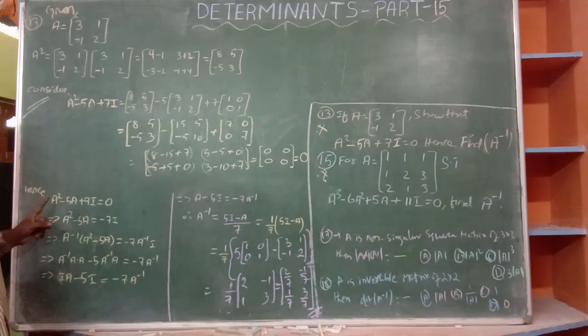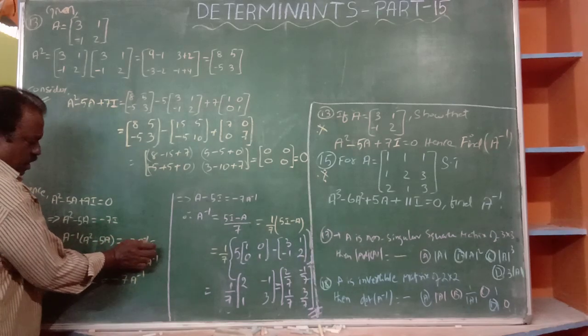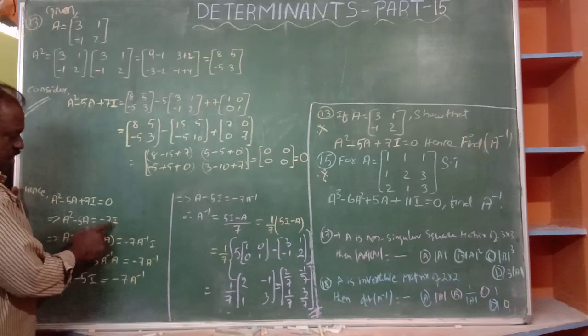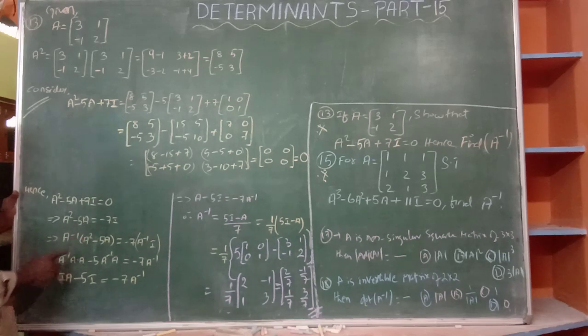So we already have A square minus 5A plus 7I equal to 0. A square minus 5A is equal to minus 7I. We multiply on both sides with A inverse: A inverse of LHS, A inverse of RHS. A inverse into minus 7I; minus 7 is a constant, and A inverse into I. And here it is A inverse into A square, that is A inverse into A into A.